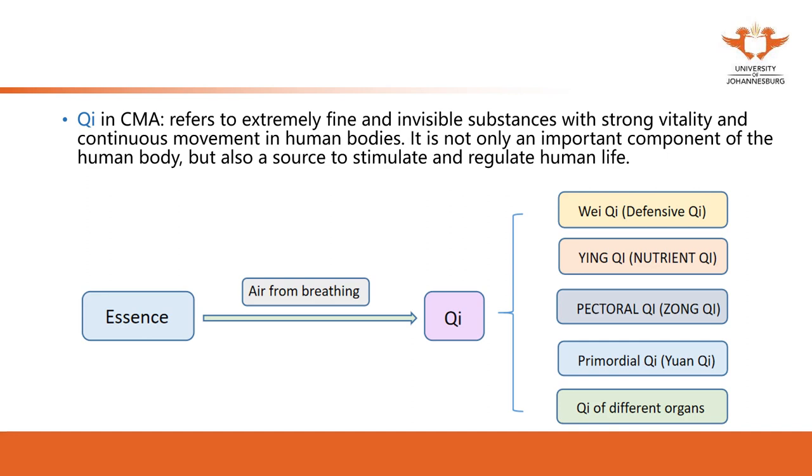Qi in Chinese medicine refers to a unique form and invisible substance with strong vitality and continuous movement in the human body. It's not only an important component of the human body, but also a source to stimulate and regulate human life. So from the definition, you will see the qi is quite similar to the definition in philosophy. It's a uniform, invisible substance.